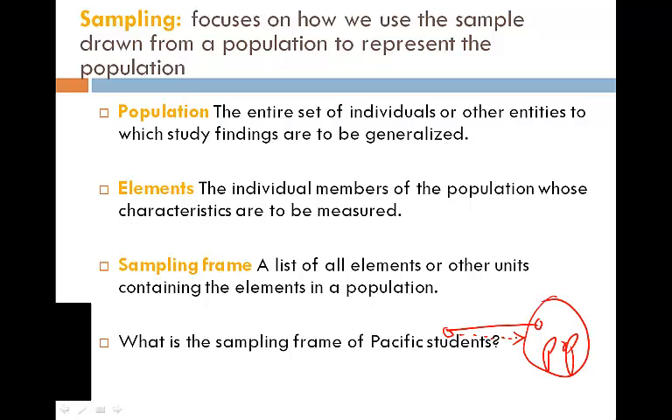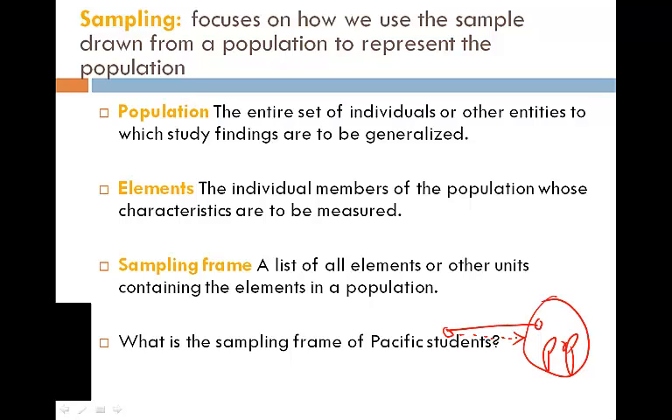Number one, population. That is the entire set of individuals or entities to which study findings are to be generalized. Population here not only includes people, but also things or objects. Elements: the individual members of the population whose characteristics are to be measured.